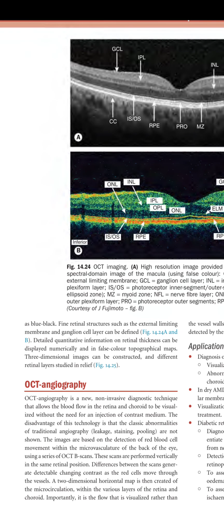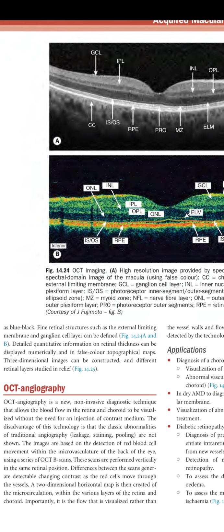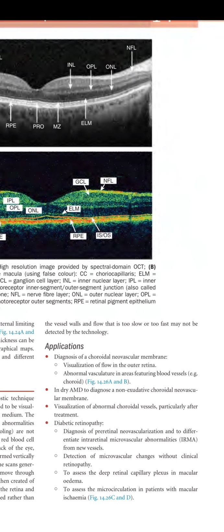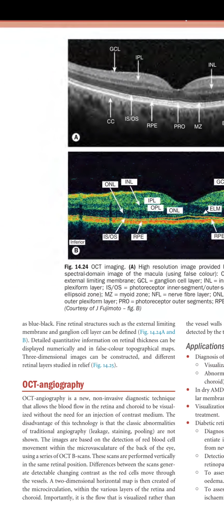These scans are performed repeatedly in the same retinal position. Differences between the scans generate detectable changing contrast as red cells move through the vessels. A two-dimensional horizontal map is then created of the microcirculation within the various layers of the retina and choroid. Importantly, it is the flow that is visualized rather than the vessel wall, and flow that is too slow or too fast may not be detected by the technology.